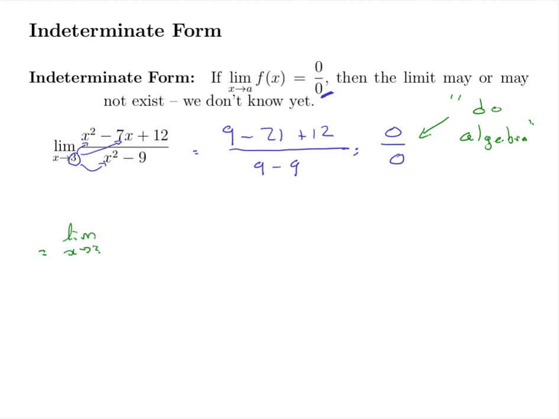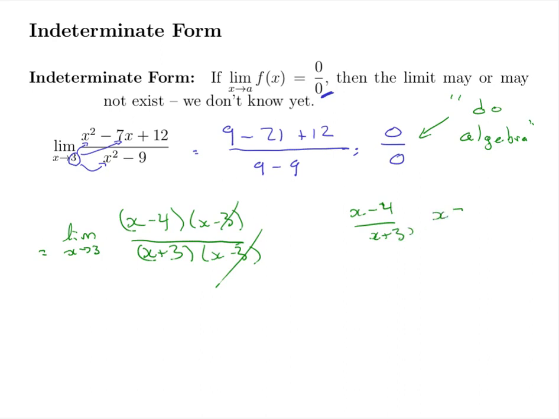Let's factor it and see what we get. X squared minus 7x plus 12, that's going to be x minus 4 and x minus 3. And on the bottom, we've got that difference of squares. So we've got x plus 3, x minus 3. You'll notice that these two things cancel out. In algebra, what we would do is we'd say that this function looked like this now.